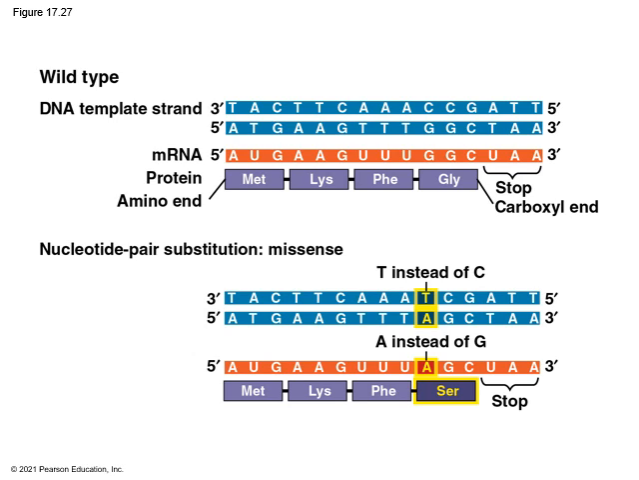Go back to the wild type. The wild type, methionine, lysine, phenylalanine, glycine. You insert a nucleotide pair. So instead of TAC, TTC, AAA, CCG, you get TAC, TTC, AAA, TCG. Uh-oh, Shaggy. You have now called for methionine, leucine, phenylalanine, serine.